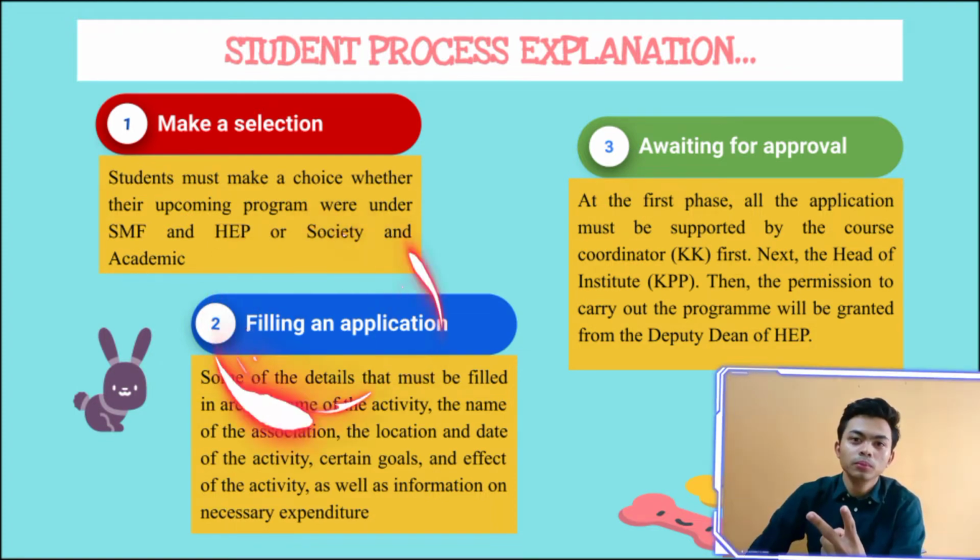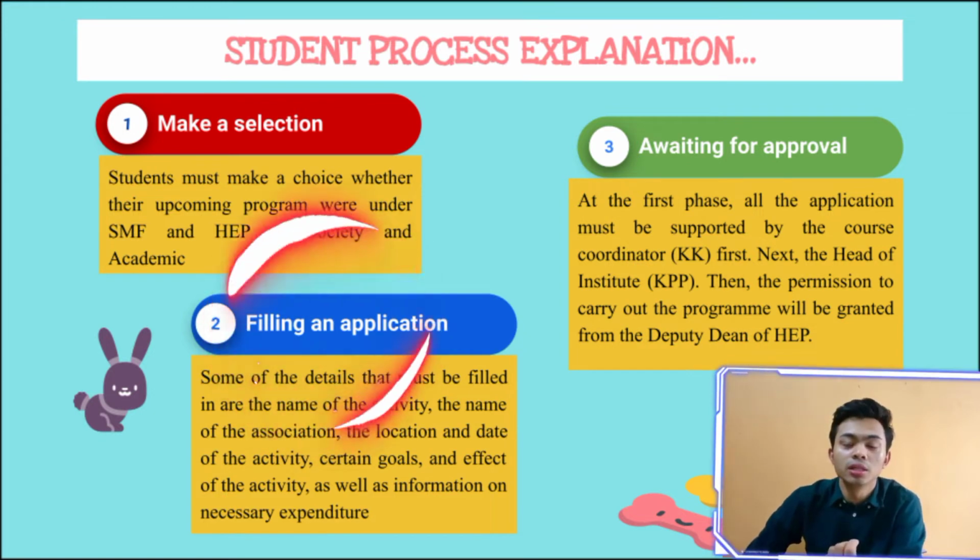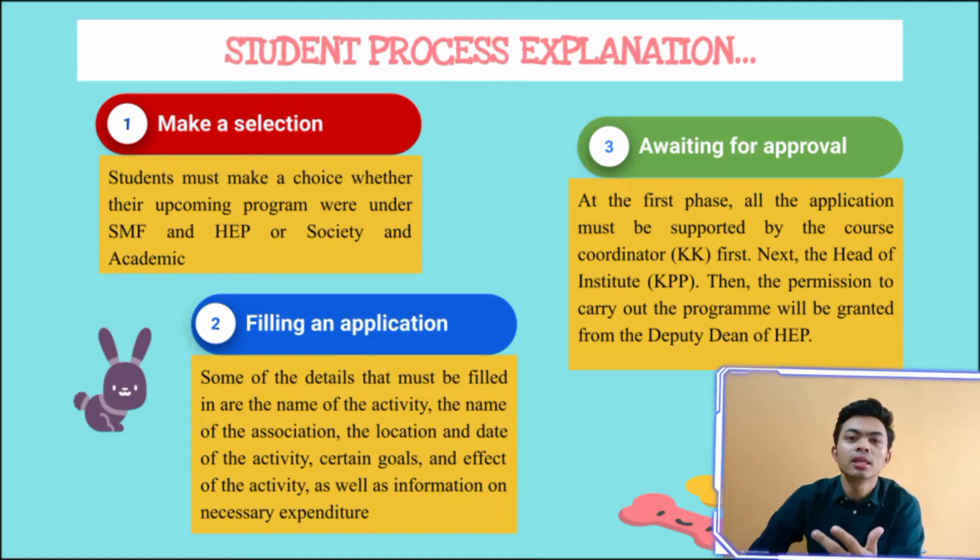Step 2. Fill in an application. Some of the details that must be filled in are the names of the activity, the names of the associations, the locations, and also dates of the activity, certain goals and effects of the activity, as well as information on necessary expenditure. Then, step 3 is to wait for approval.